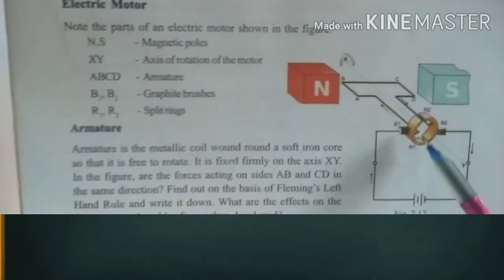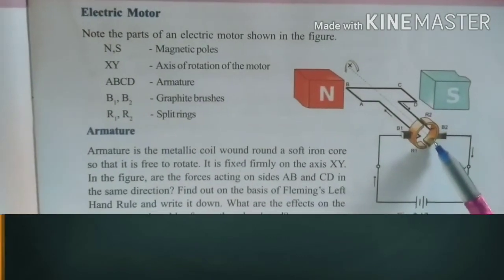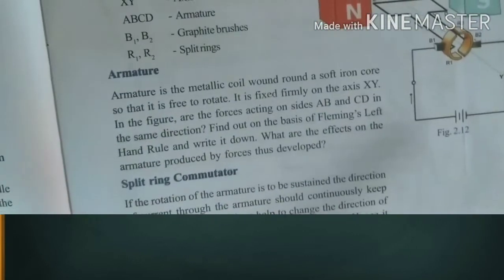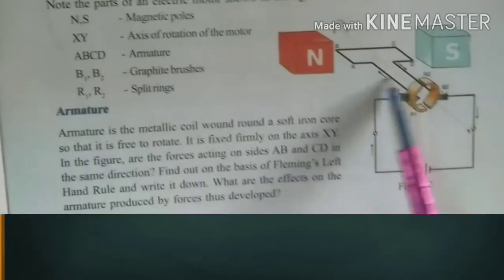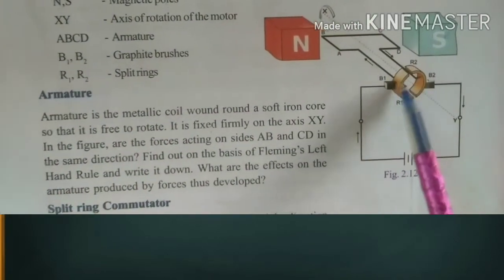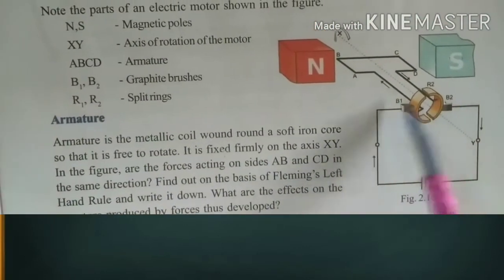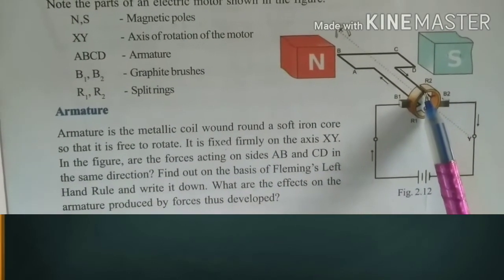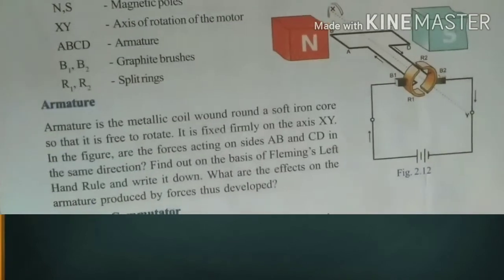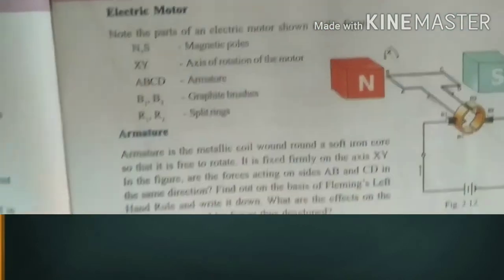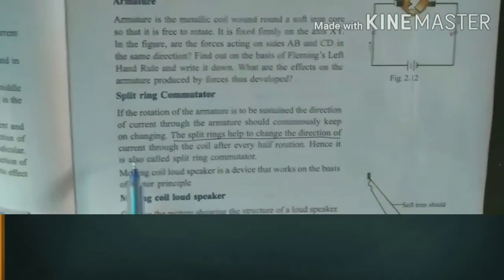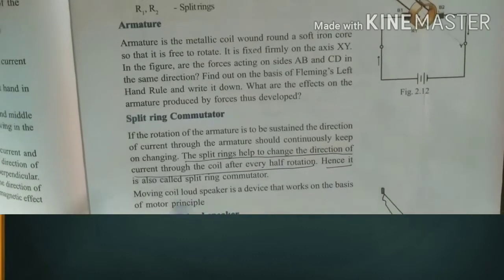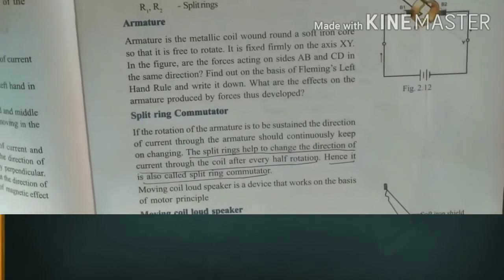And here, these are the two split ring commutators. What is the use of a split ring commutator? If this armature has to rotate continuously, then the direction of current should change continuously. So the split ring commutator helps to change the direction of current through the coil. That is given here, mark that answer: the split ring helps to change the direction of current through the coil after every half rotation. So it is called a split ring commutator.